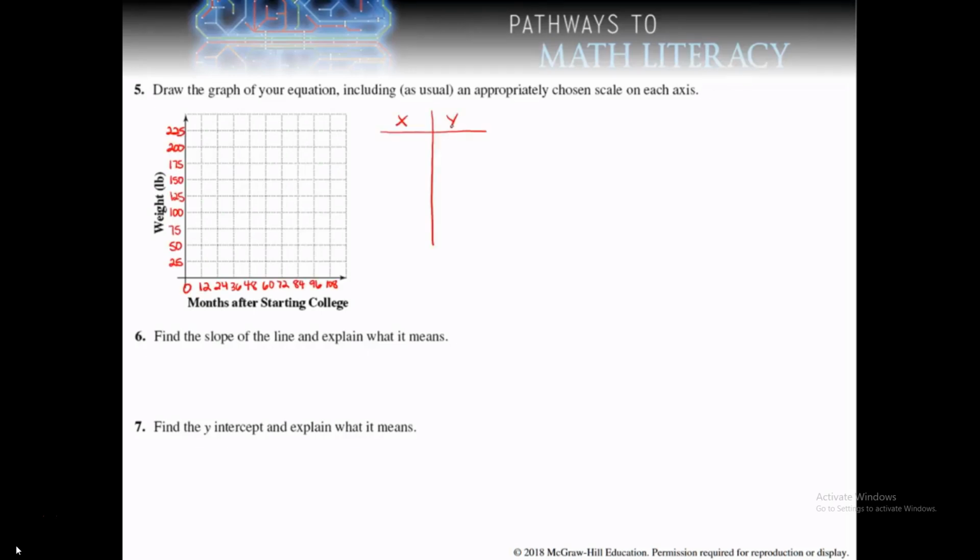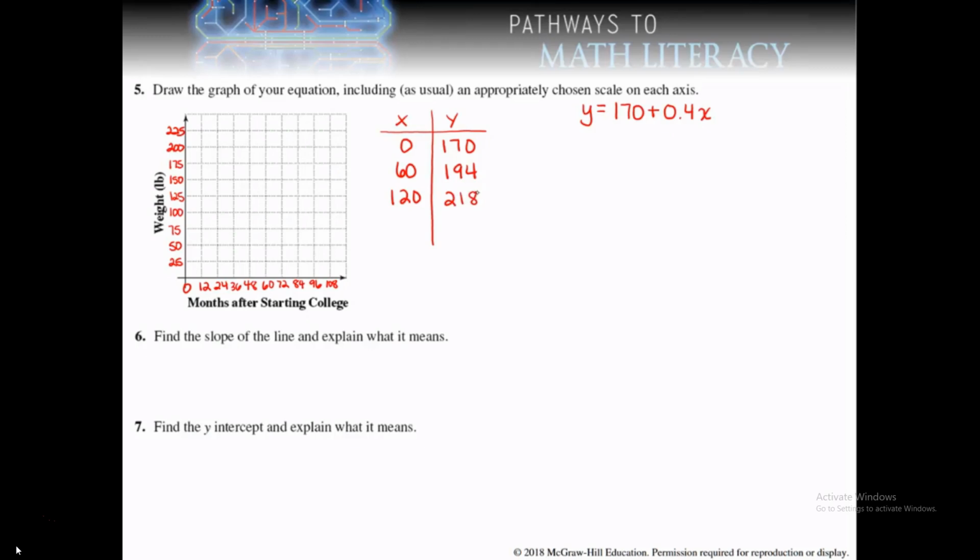Remember that our equation is y equals 170 plus 0.4x. And so if we plug in 0, we get that y-intercept of 170. And then we can just pick a couple other x values to plug in. So maybe 60. 170 plus 0.4 times 60 gives us 194. And then maybe 120, and 170 plus 0.4 times 120 gives us 218. So that gives us some points to plot to create this graph.